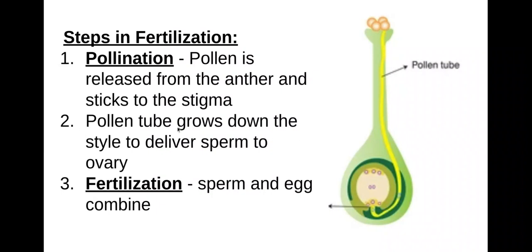So we're going to write that down. Our pollen tube is going to grow down the style, and its goal is to deliver the sperm, the pollen has the sperm, to the ovary, to the eggs. And then fertilization is when the sperm and the egg actually combine together. So we had talked about meiosis, making sperm and eggs. Each of those cells has half the number of chromosomes as a normal organism because they're going to combine. In humans, it's 23 chromosomes for sperm, 23 for eggs. They combine, 46 for a baby.